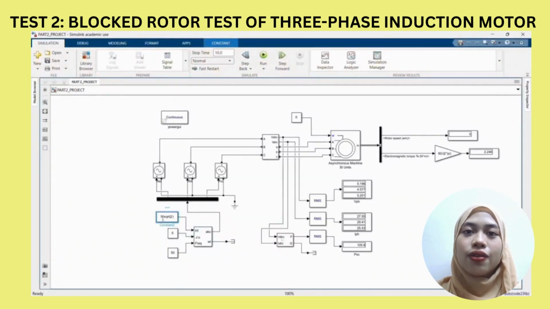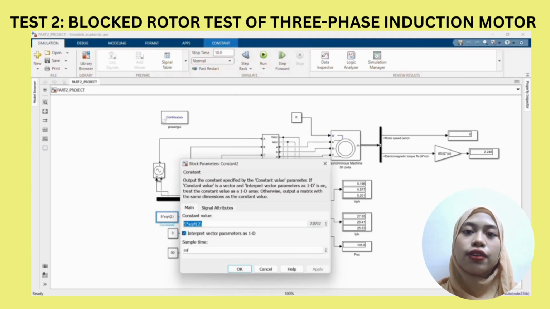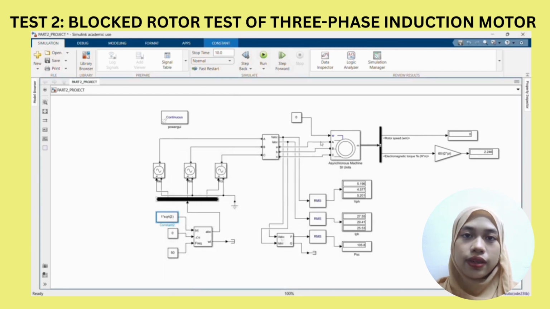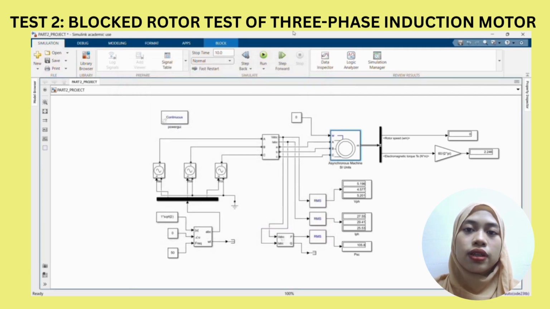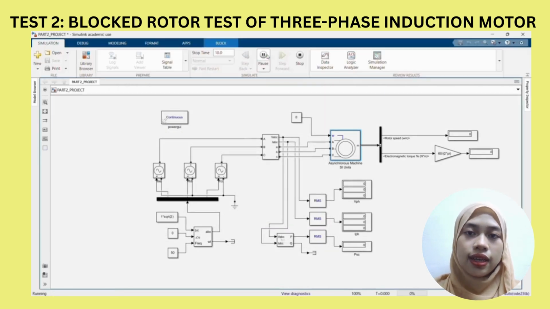Okay, for the test 2, I will explain about the block rotor test of the three-phase induction motor. Firstly, we need to draw the circuit correctly in MATLAB Simulink. Okay, this is our circuit. Purpose of the test, the no-load test is performed to determine the core loss magnetizing current and parameters related to the shunt branch magnetizing reactance and core loss resistance of the induction motor equivalent circuit.